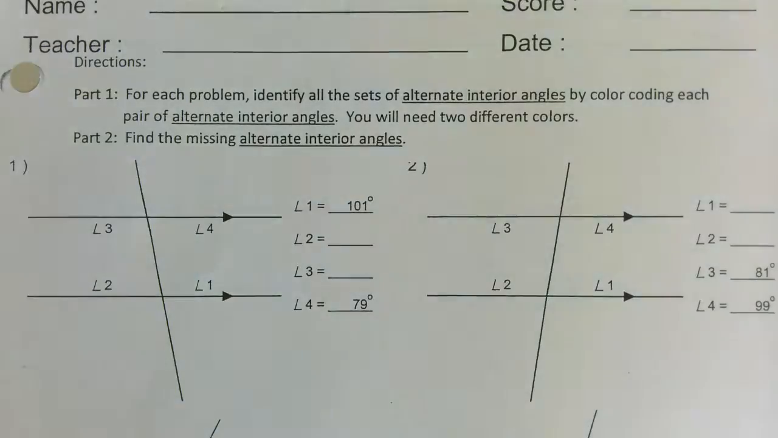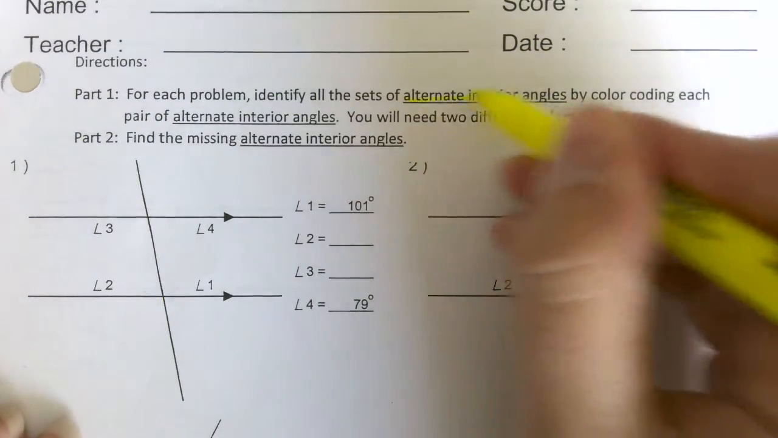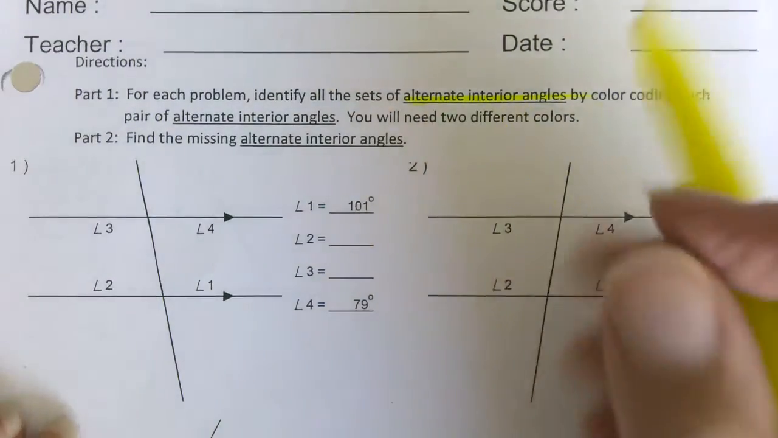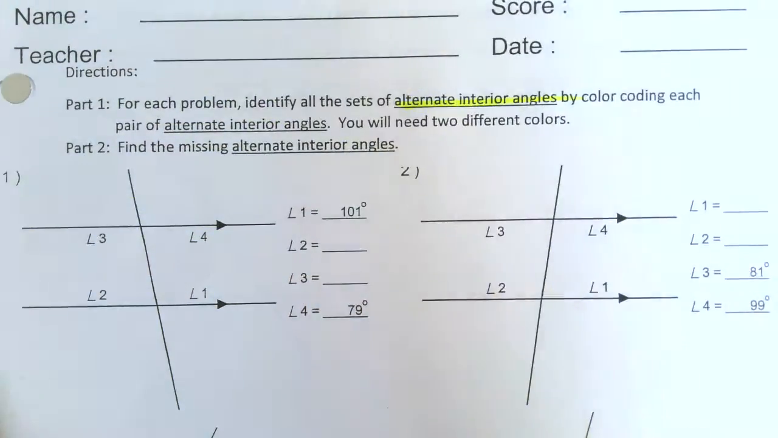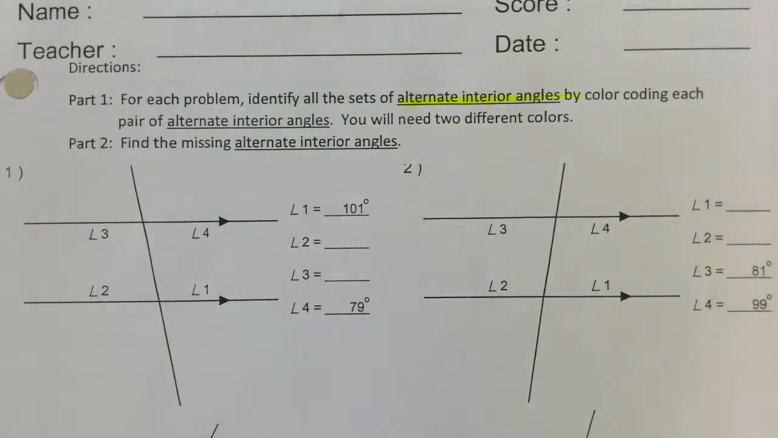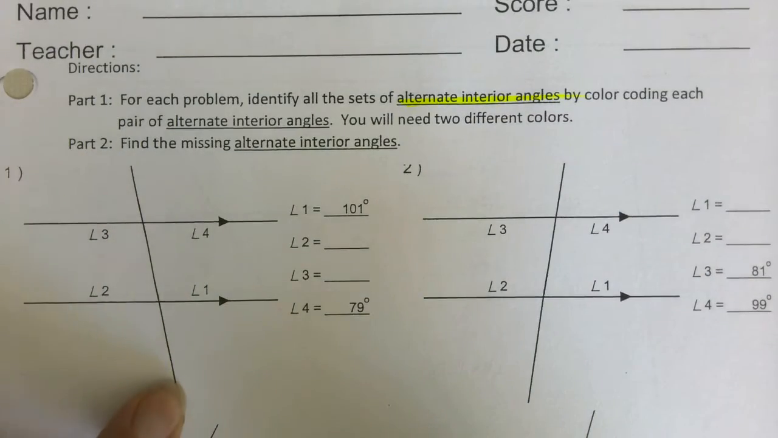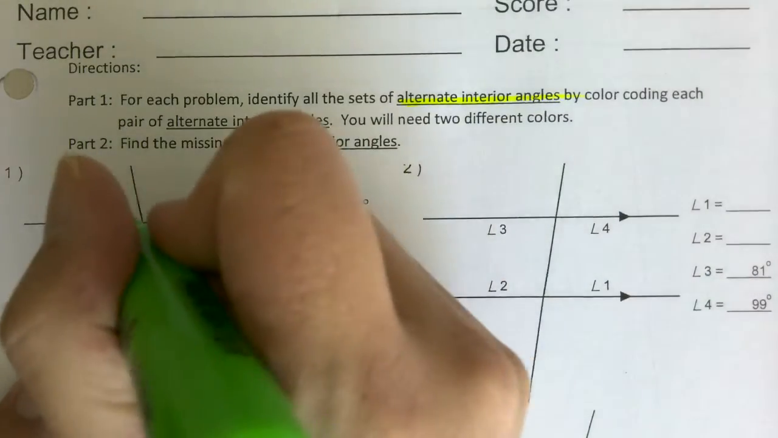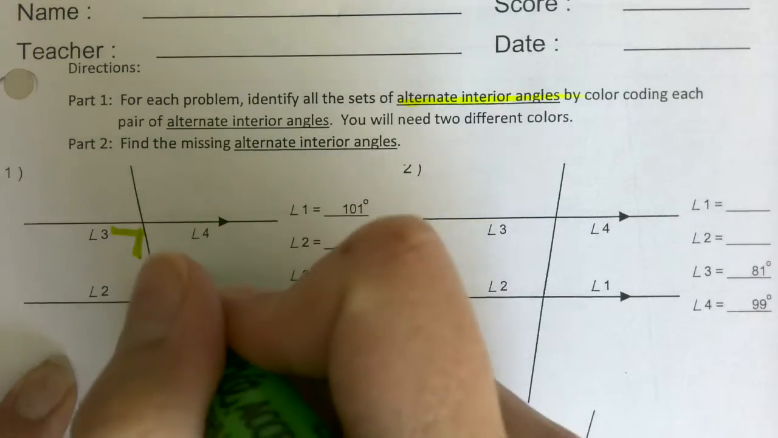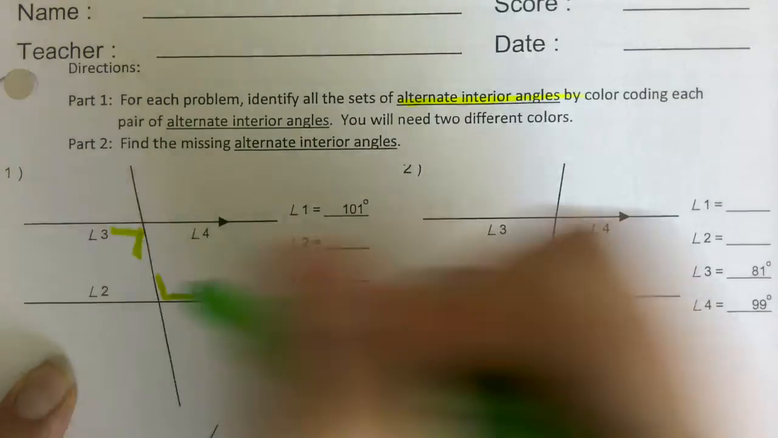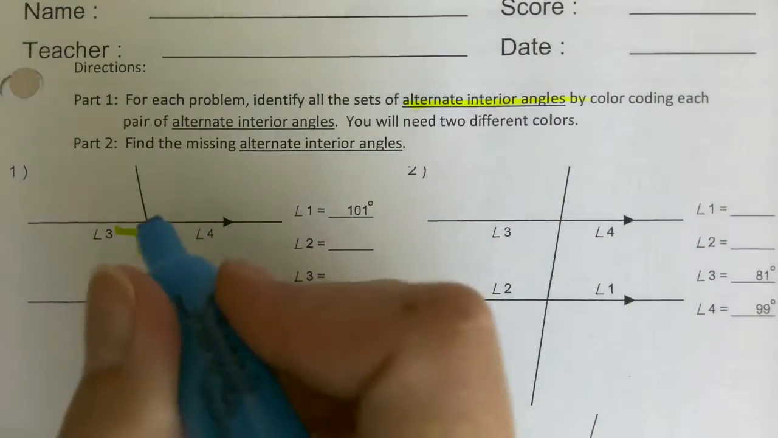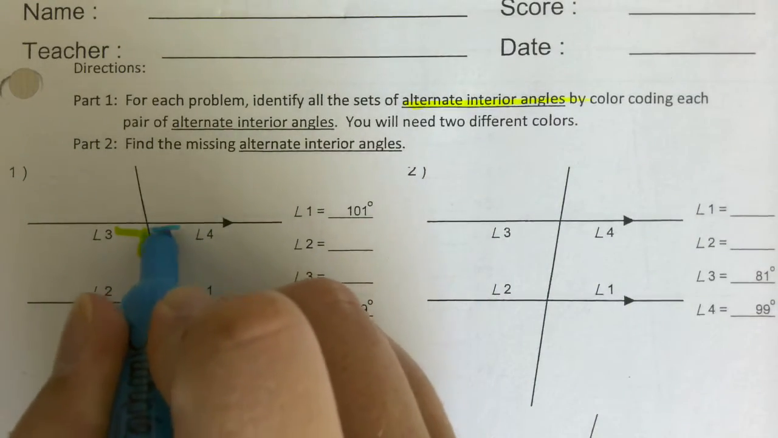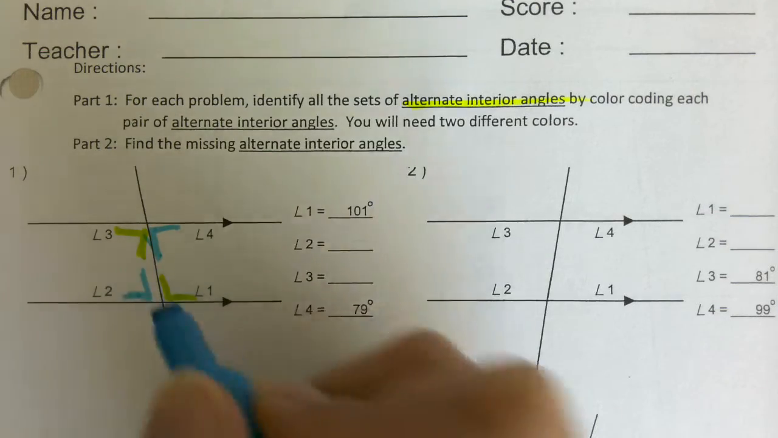Okay, alternate interior. That means they have to be on the inside of the lines. Alternate interior. And alternate means they alternate the transversal. So here's my transversal. This would be here and here. These are alternate interior angles. So I started showing them. And then these are my other alternate interior angles.